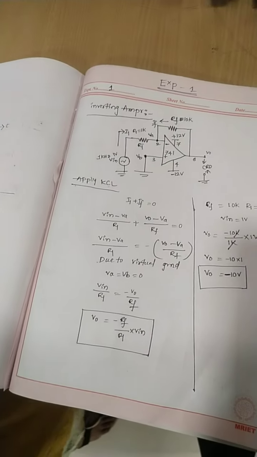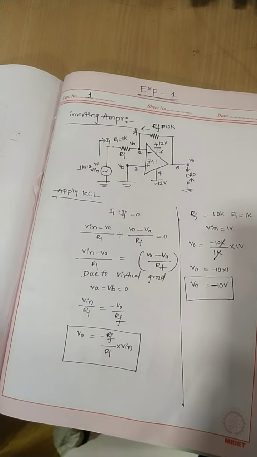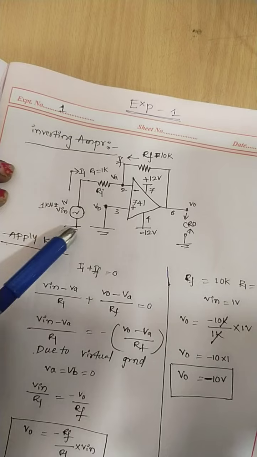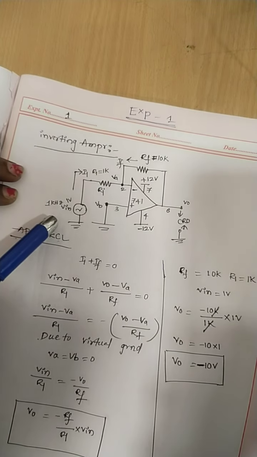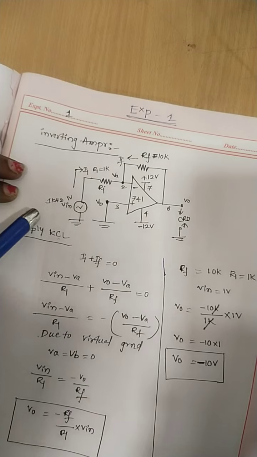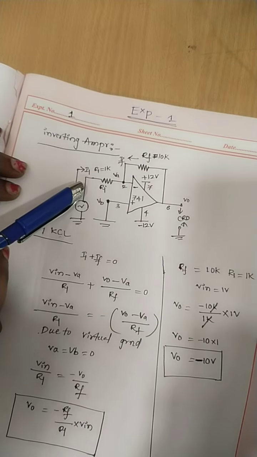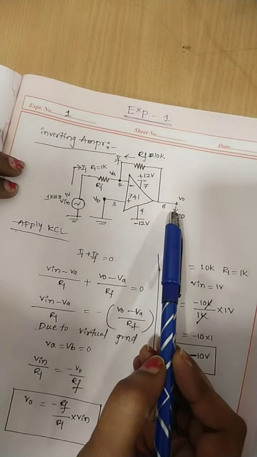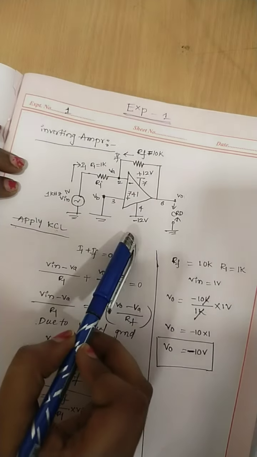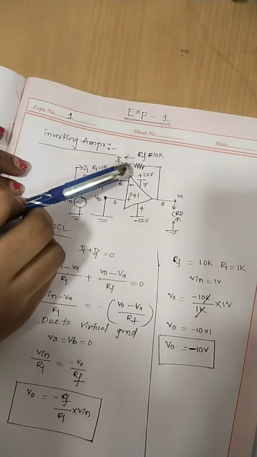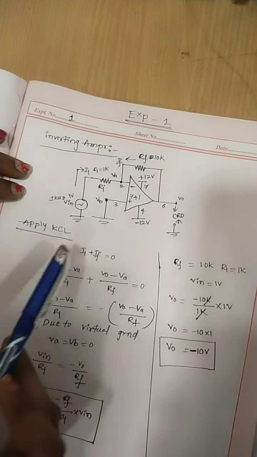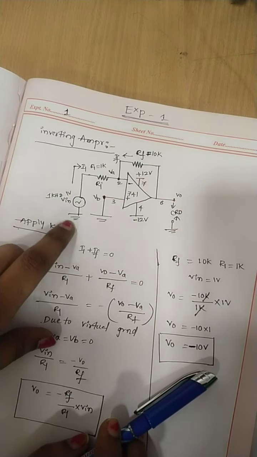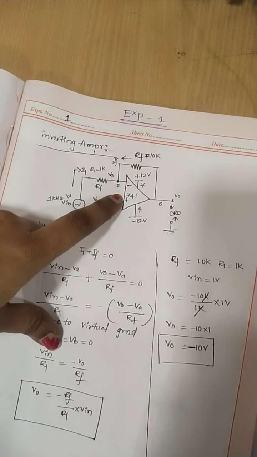We'll have a look at the circuit diagram and the theoretical calculations for it. This is the circuit diagram of the inverting amplifier, where we are taking an input signal of 1 volt at 1 kilohertz frequency. For this we require an input resistance R1 of 1 kilo ohm and a feedback resistance RF of 10k, which is connected to the output, and 2 voltage supplies, minus VEE and plus VCC, equal to 12 volts. The name itself tells us that for an inverting amplifier we connect the input at the inverting terminal.